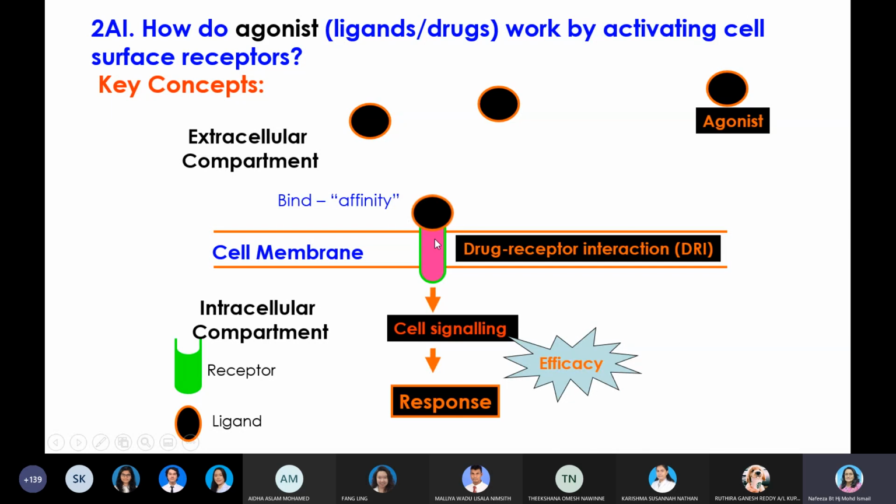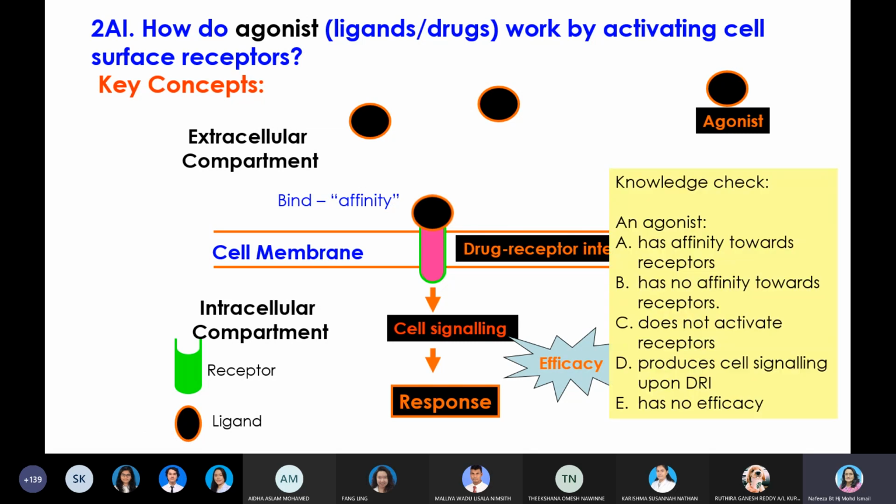An agonist activates a receptor, causes cell signaling, produces a response, and therefore it has efficacy. And this is true for full agonists and partial agonists, okay?